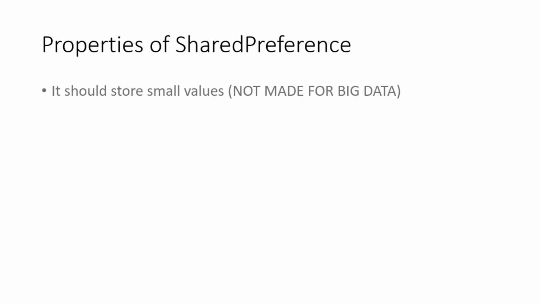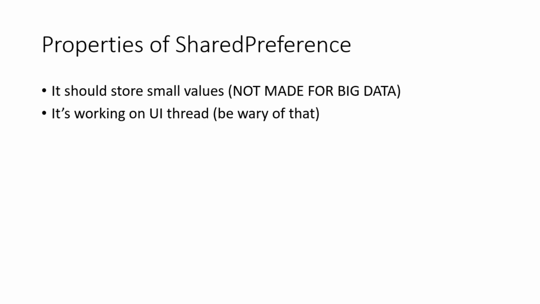It has a couple of properties, but it doesn't really disallow you from using it to store large values, but it should store small values because it works on the UI threads. And when it works on UI thread, you need to be very careful, because UI thread is really important, and if it's blocked, it will probably result in an application non-responsive dialog, which will eventually close the app and provide bad user experience.